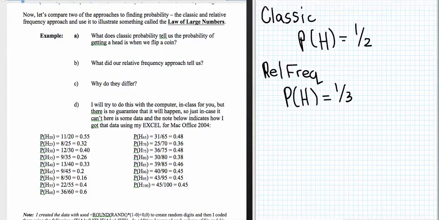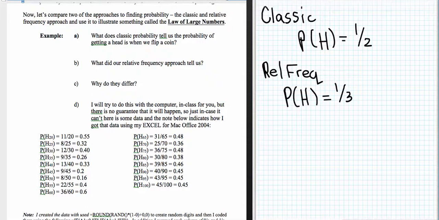So we have here the probability of H sub 20, meaning that I've symbolically flipped the coin 20 times. That's what I've simulated. In those 20 flips, I got 11 heads, and that gave me the probability of a head of 0.55. Then I did it for 25, and for the 25, I got 8 out of 25. Out of 30, I got 12 out of 30, and out of 35, I got 9 out of 35, and so on and so forth.